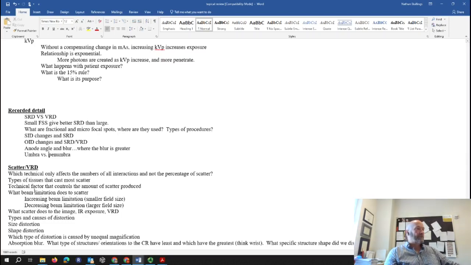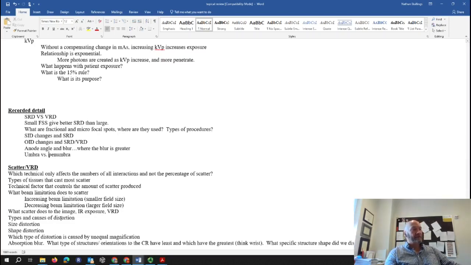Water-type tissues, soft tissue creates most scatter. Technical factor that controls the amount of scatter produced, that will be KVP. What beam limiting does to scatter, reduces scatter, prevents scatter from being created. So when we increase beam limitation, we increase collimation, we make the field size smaller. So our scatter goes down. Decreasing beam limitation, decreasing collimation, opening up your collimators makes scatter go up. So what scatter does to the image, that's about visibility. It gives us an increase in density, possibly a change in contrast, a decrease in contrast.